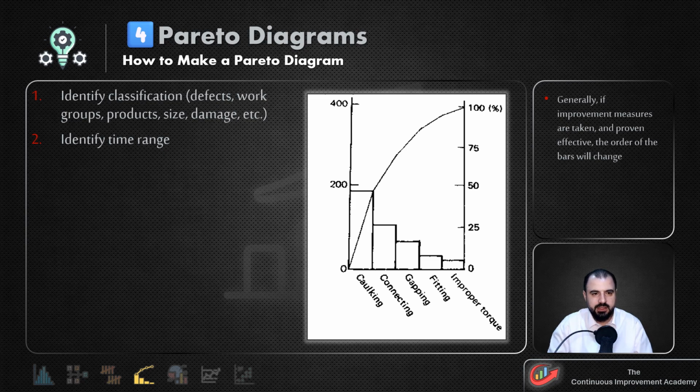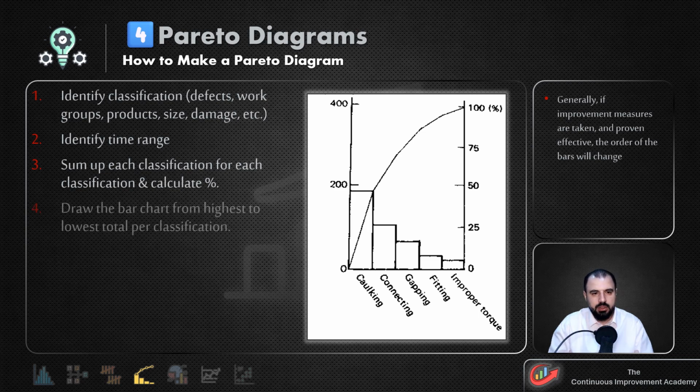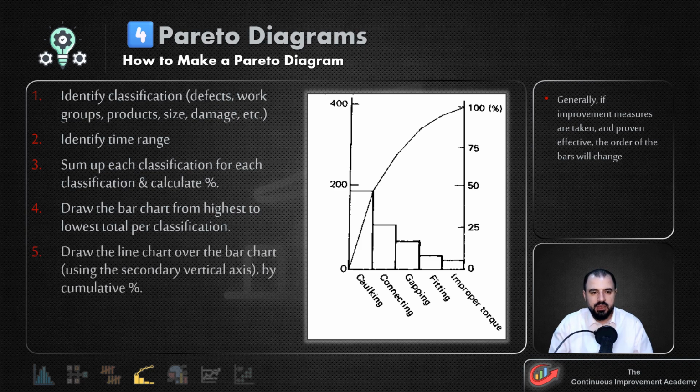horizontal axis. Identify a time range in which you will collect the data for each of those classifications, and sum up each classification, and calculate the percentage, and then draw the bar chart from the highest to the lowest total per classification. Then draw the line chart over the bar chart using the secondary vertical axis by cumulative percentage.